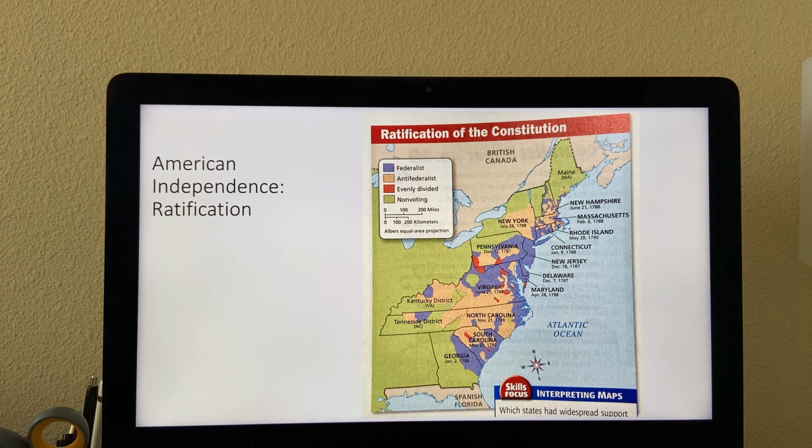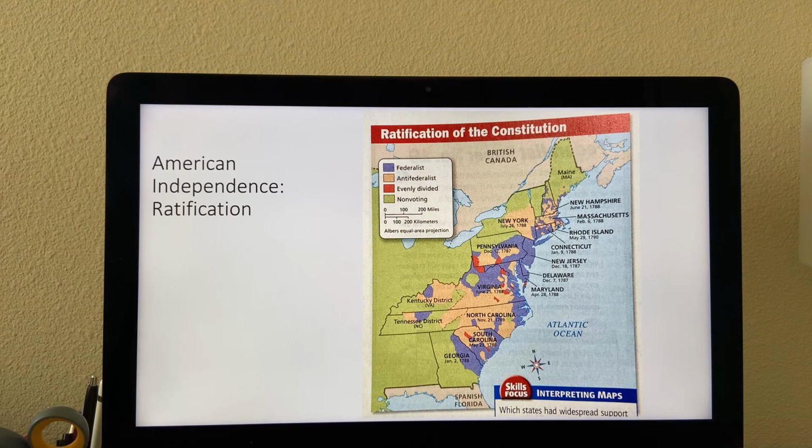It also shows you which ones were more Federalist and which ones were more anti-Federalist. So the purple is Federalist. Places like Georgia, which is actually a little bit surprising because those were smaller, more rural areas. So Georgia is completely Federalist.